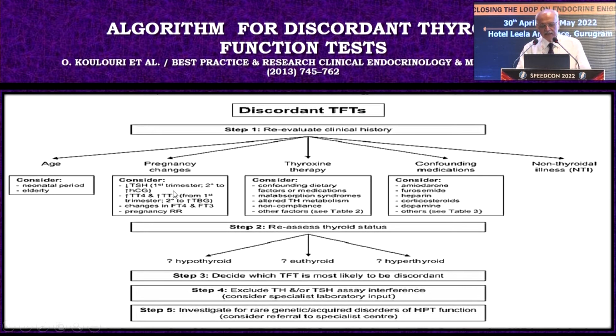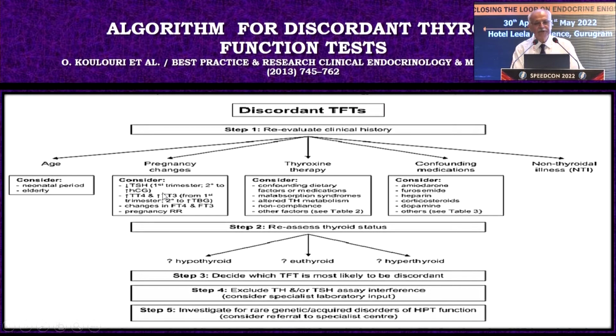Then you have to think of pregnancy and its changes. We all know that in the first trimester of pregnancy, the HCG levels are going to decrease TSH in the first trimester, and even free T4 and free T3 are also increased from the second trimester.